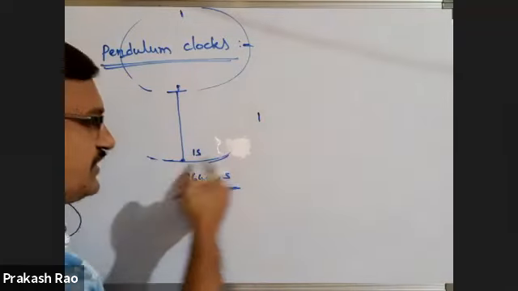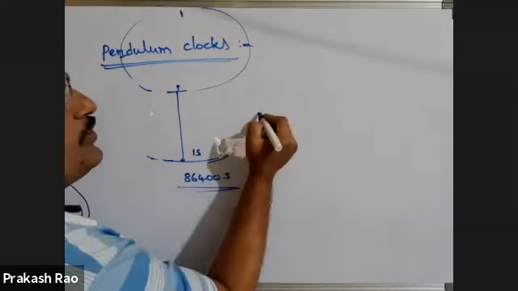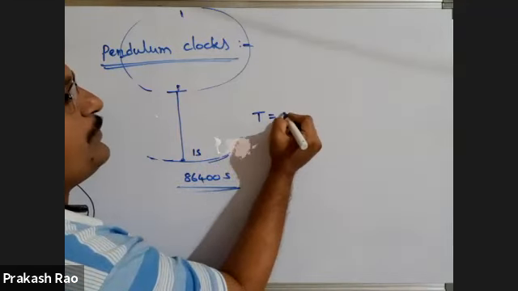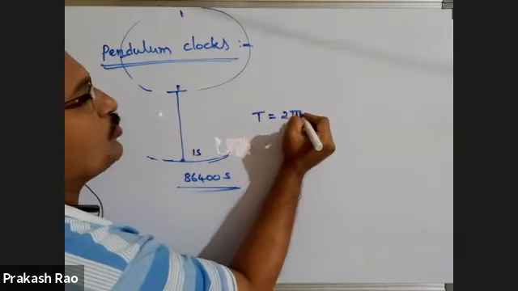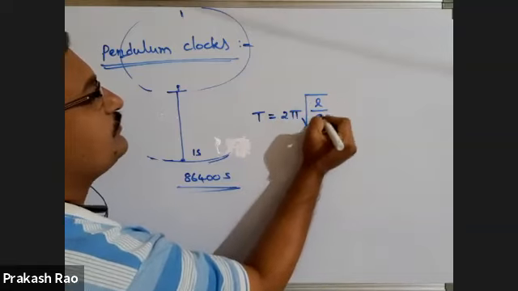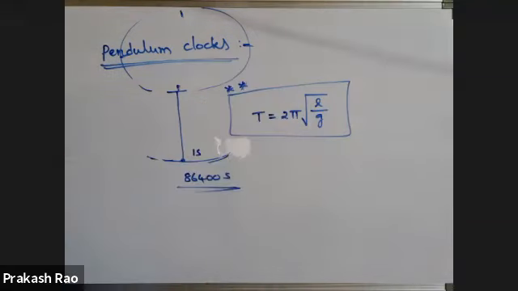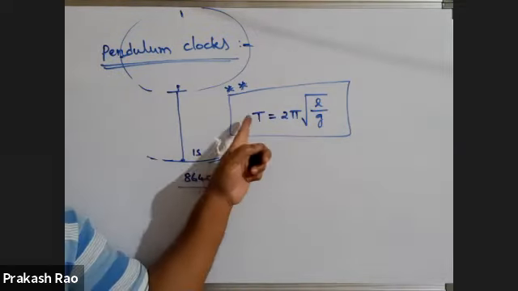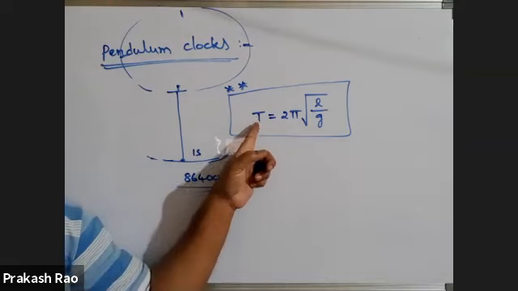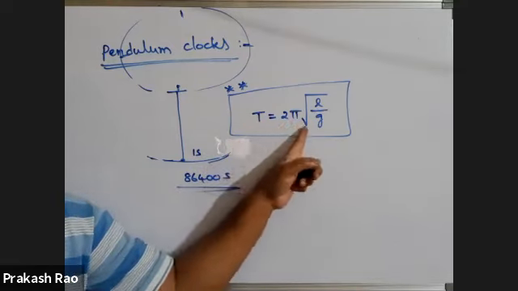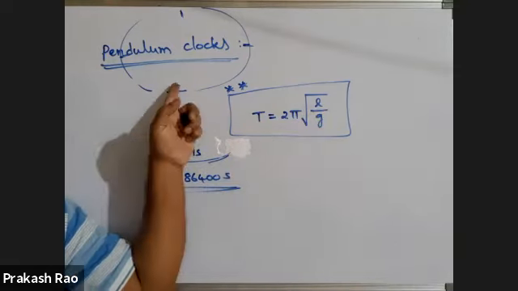So what is the time period of the pendulum clock? Because the pendulum is executing simple harmonic motion, the time period of the simple pendulum is given as T is equal to 2 pi into root of L by g. This is the expression which you derived. You must know this expression first of all. What is L here?